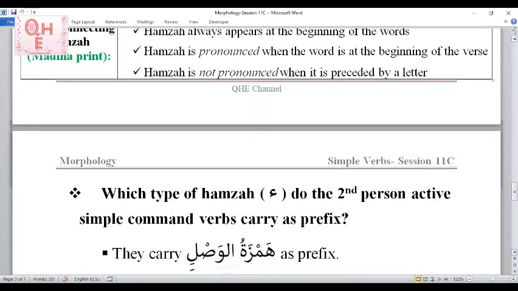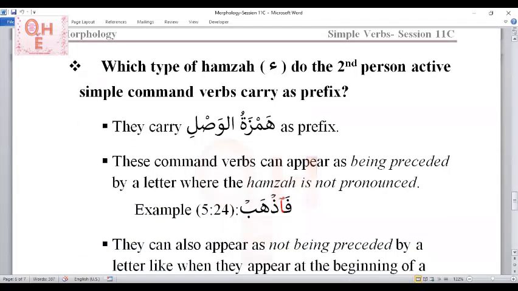What's our next chart? Now we need to ask which type of Hamza the second person active simple common verbs carry as prefix. The common verbs carry Hamzatul Wasl as prefix. So whenever you see a verb that starts with Hamzatul Wasl, you'll know that it is a common verb, inshallah, for simple verbs. At this point, we're talking about second person active simple common verbs.